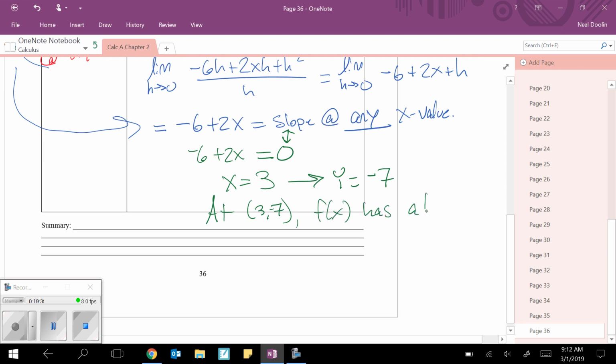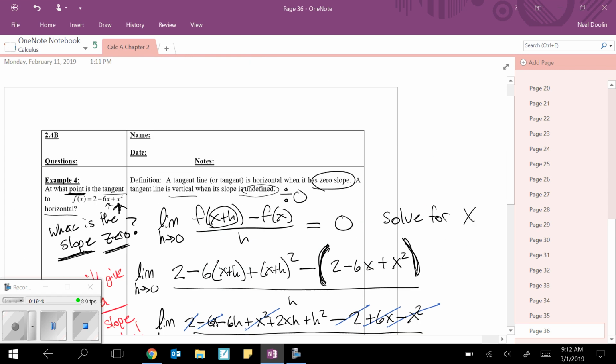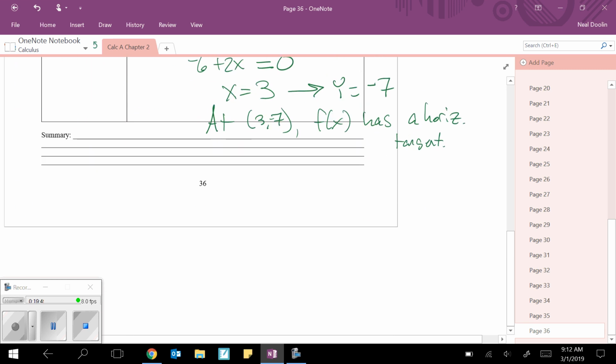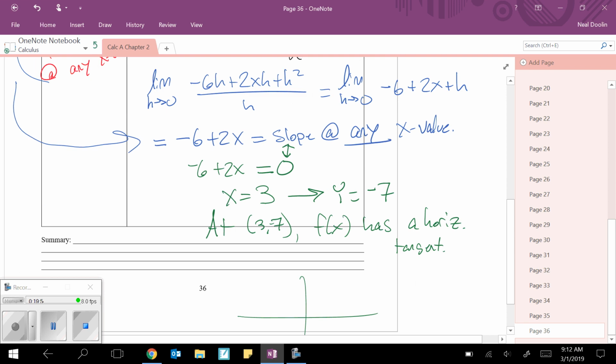Hopefully that makes sense because this is a quadratic, right? It was positive x squared, so it's got to open up somewhere. Wouldn't there be a horizontal tangent at the vertex?